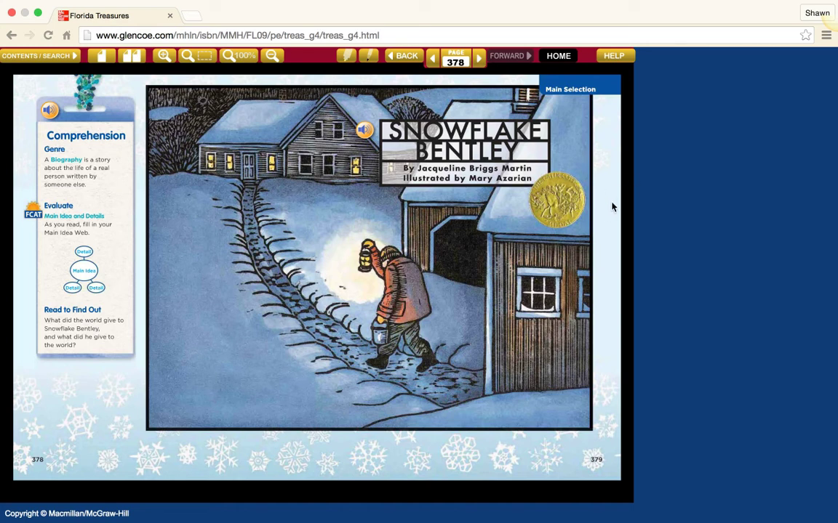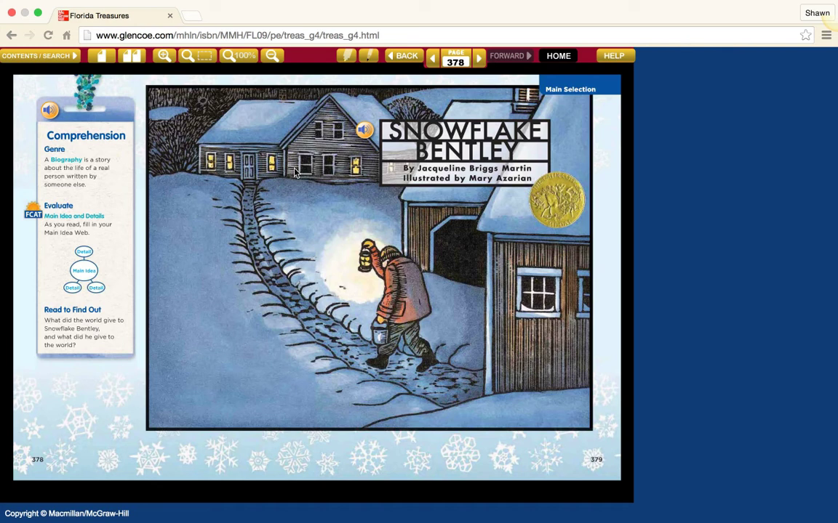I'm using something on my computer called Snagit. It's a 15-day free trial. It's like a screen capture, where I can talk to my computer and you can see what I'm looking at on my laptop right now. And so I have downloaded a copy of Snowflake Bentley from the fourth grade Treasures book.